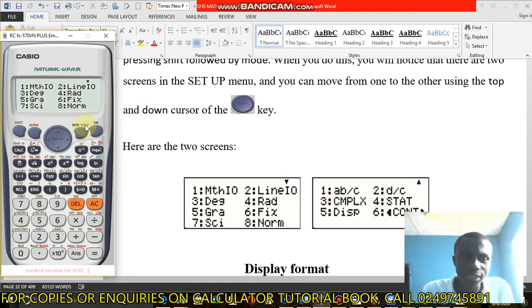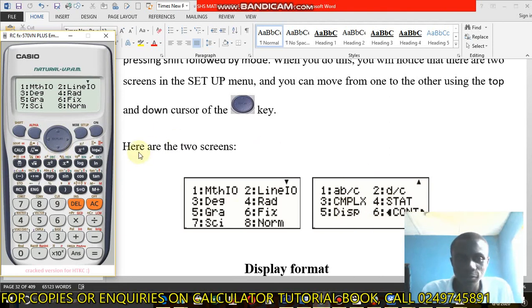In our previous tutorial, we learned that before you press any key labeled in golden color, you have to first press the Shift key. So we want setup. We have to first press Shift before we press the setup key. What you are seeing here is a setup numbered 1 to 8. That is not the only setup here. There is a small arrow on the top of the calculator screen. It means that there is a second screen, as you see here inside the book.